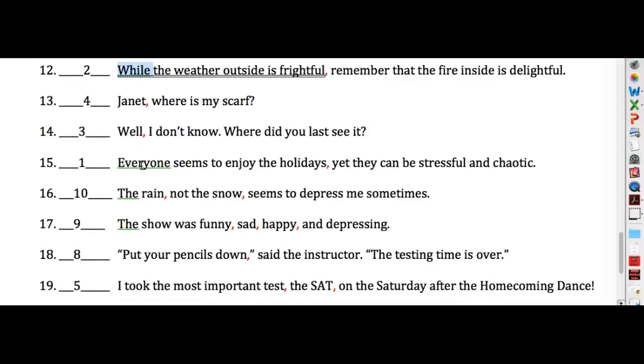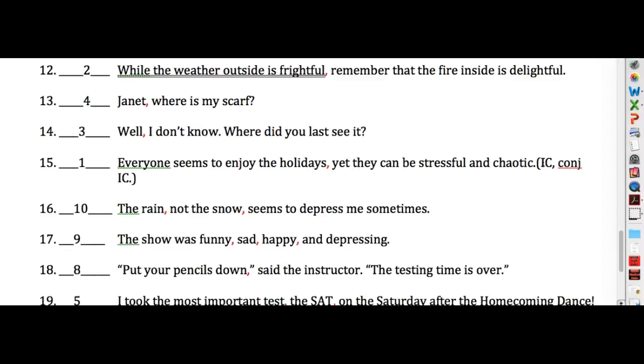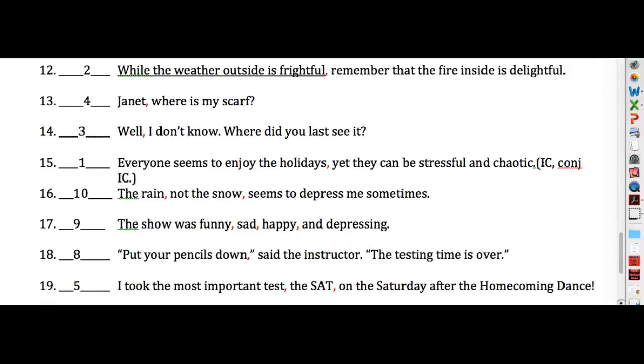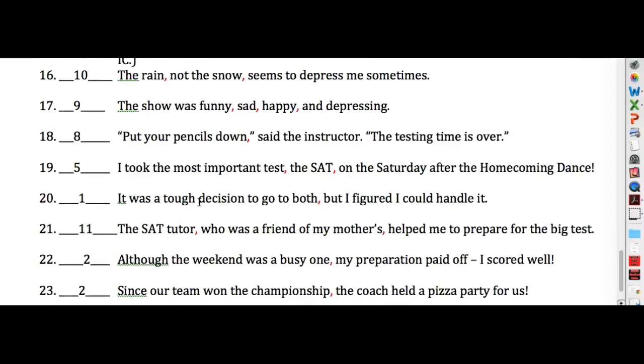Number 13 is a noun of direct address, so we put our comma after Janet. Number 14 is an introductory word, so we put it after well. Number 15 is an IC, comma, conjunction, IC. So IC, comma, conjunction, IC is what I'll put at the end there, and you can see that we have our comma after holidays and before the conjunction yet. Number 16 is a clarity rule. So the rain, comma, not the snow, comma.